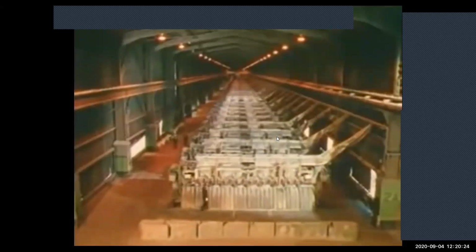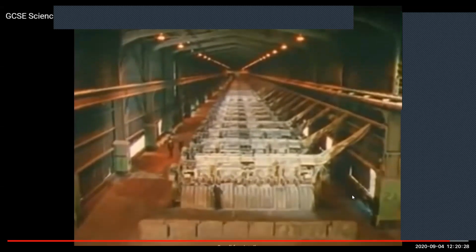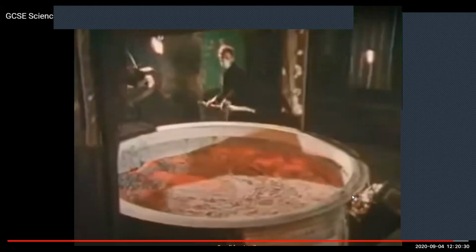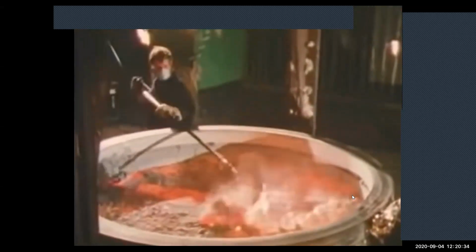In industry, electrolysis is carried out on a huge scale. Massive amounts of electricity are used to extract reactive metals, like aluminium, from their ore.